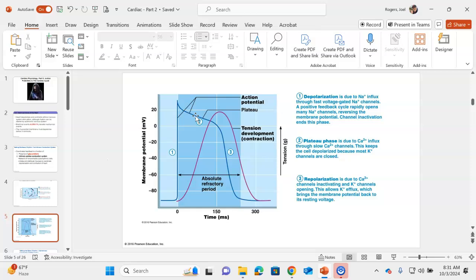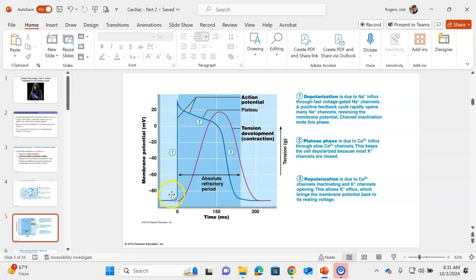And if you remember the phrase that I drill into you, more cross bridges equals more force. Now cardiac muscle tissue is very similar to skeletal muscle tissue in the fact that it has the same regulatory and contractile proteins: troponin, tropomyosin, and then actin and myosin. So when calcium is coming into the myocardial cells during the plateau phase, it is initiating the same contraction process that we saw in skeletal muscle.